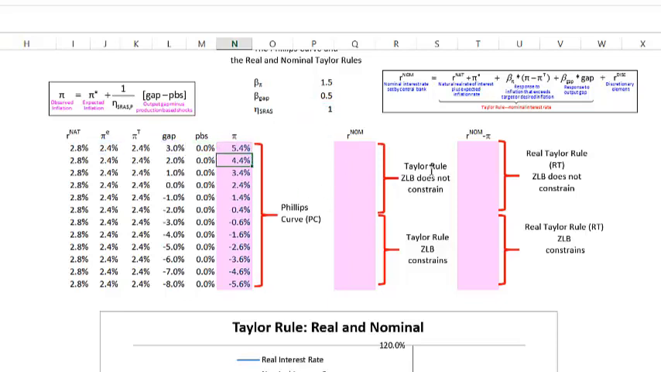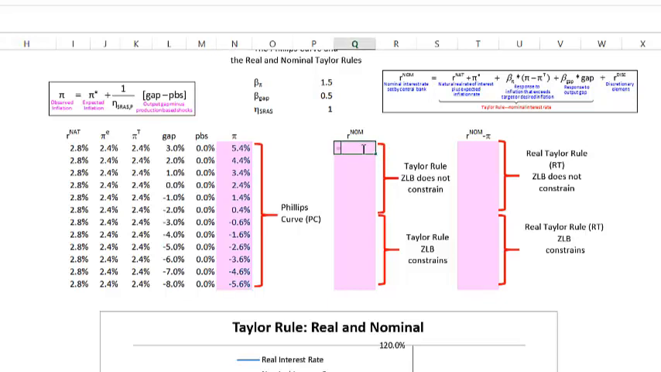We find that as the gap goes down, the inflation rate also goes down, and in this highly negative gap, we actually have a negative inflation rate. We have a deflation, okay? Let's go to step 2.